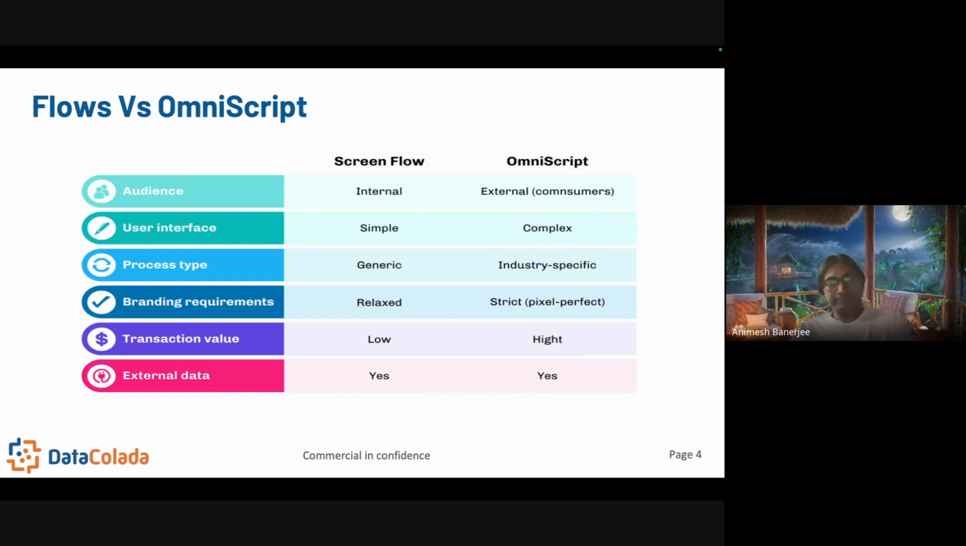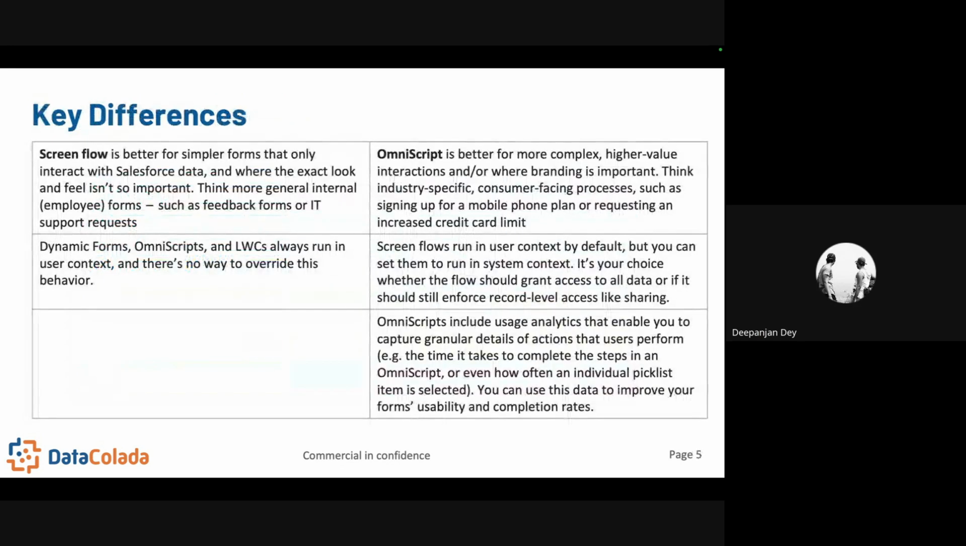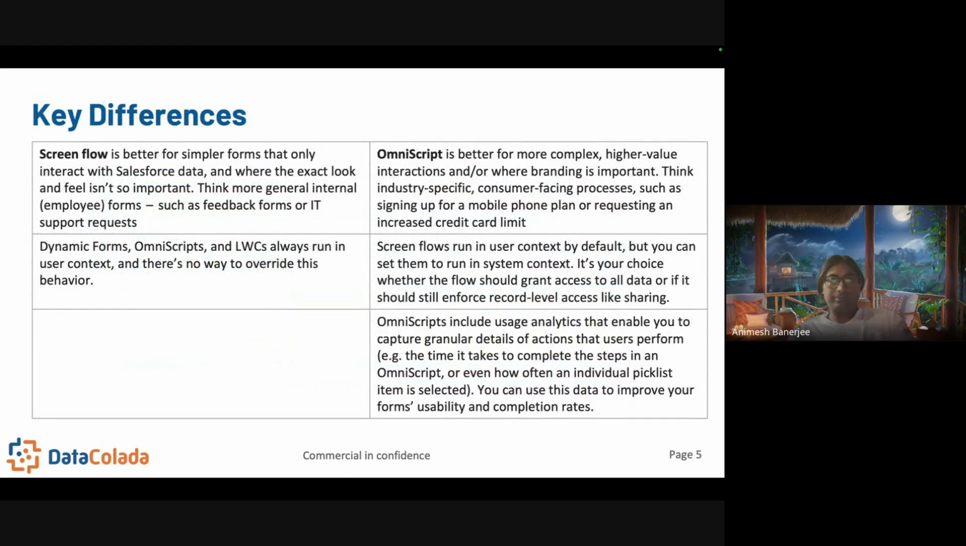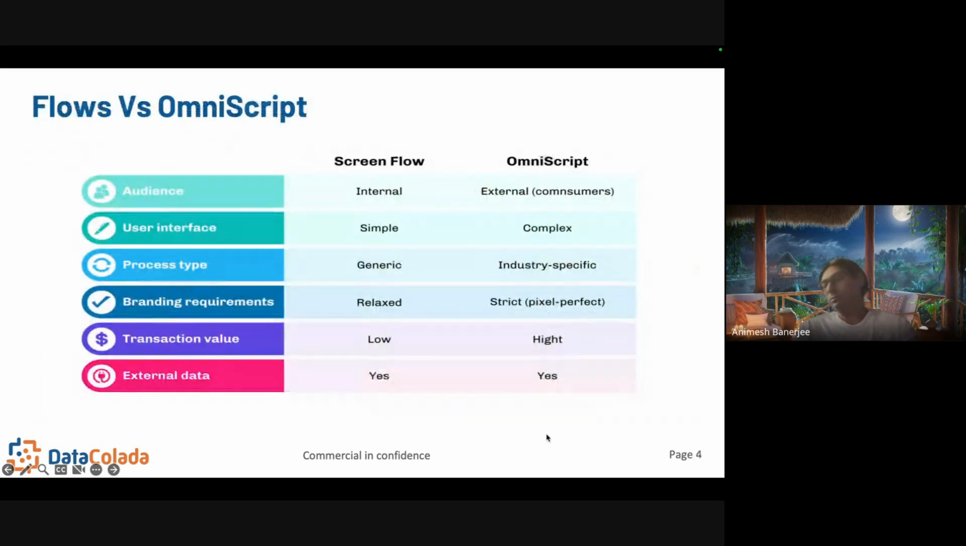Any questions, Robert? Sir, what is pixel perfect? Pixel perfect means, if you are on a device like a mobile, it is what is called responsive UI. So you can have a pixel perfect mobile responsive UI which you can design using OmniStudio. You can do that in LWC also. But ScreenFlow does not give that.